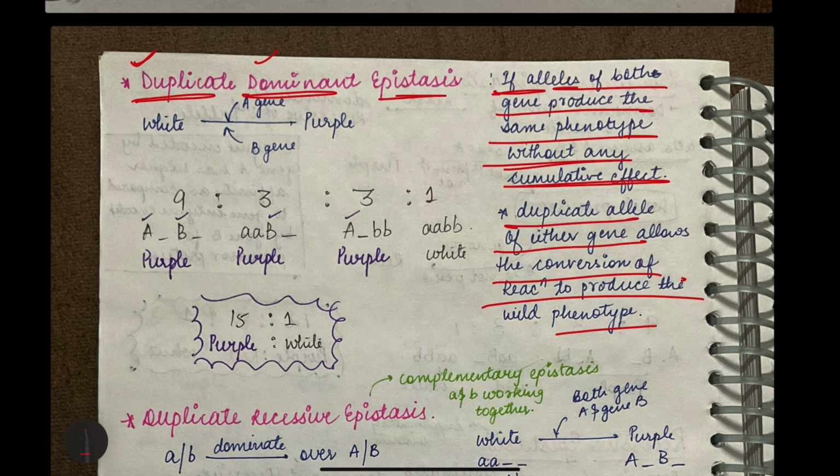Now again, if A acts and B acts together, then they form purple. Missing any of them, right? If a single one acts, if only A acts, then also it is going to form the purple flower. If only B acts, then also it is going to form purple flower. If both of them act, they will also form purple flower, which shows that we were thinking that one gene is dominant over the other, but no, it is duplicate dominant. So both the genes are dominant, whether present individually or together.